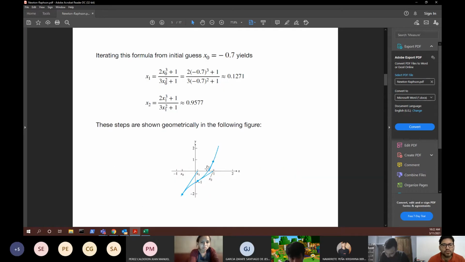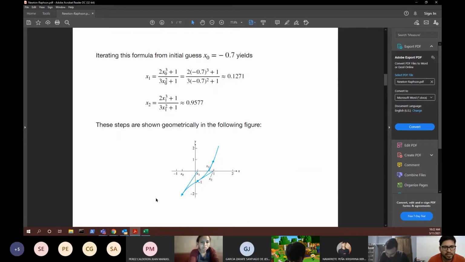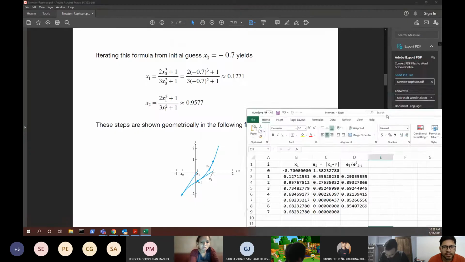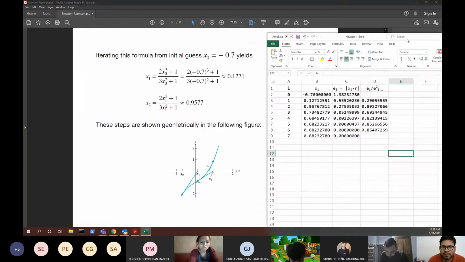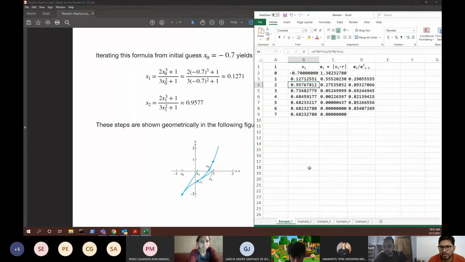Okay, let's actually do this example. Well, let's do it in Excel. I think it's better if we do it in Excel. So I think this is the one, right? Yes, this is the one. Okay, so pay attention to the Excel sheet. Remember that the initial value was minus 0.7, right?